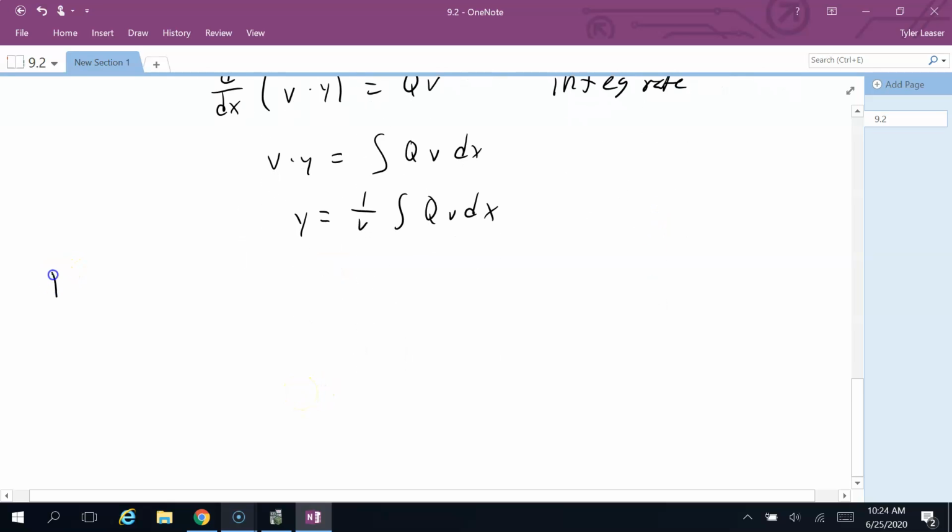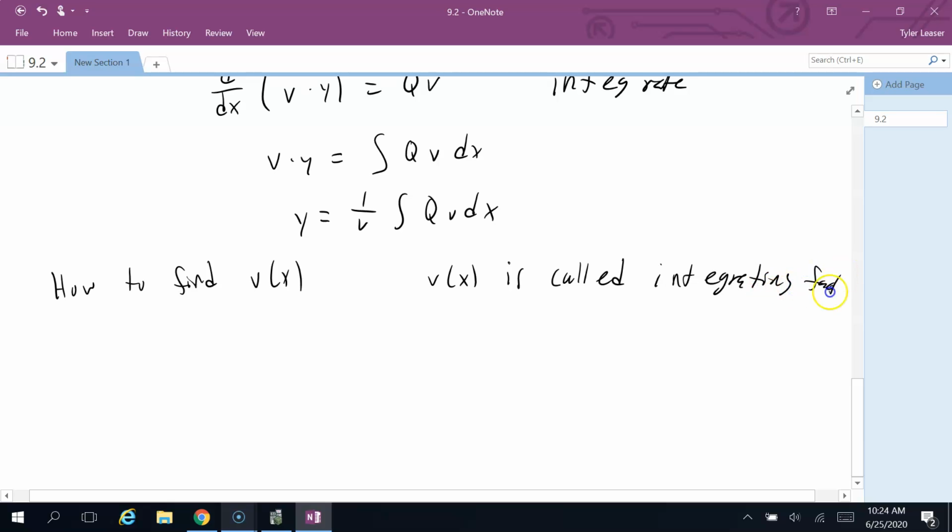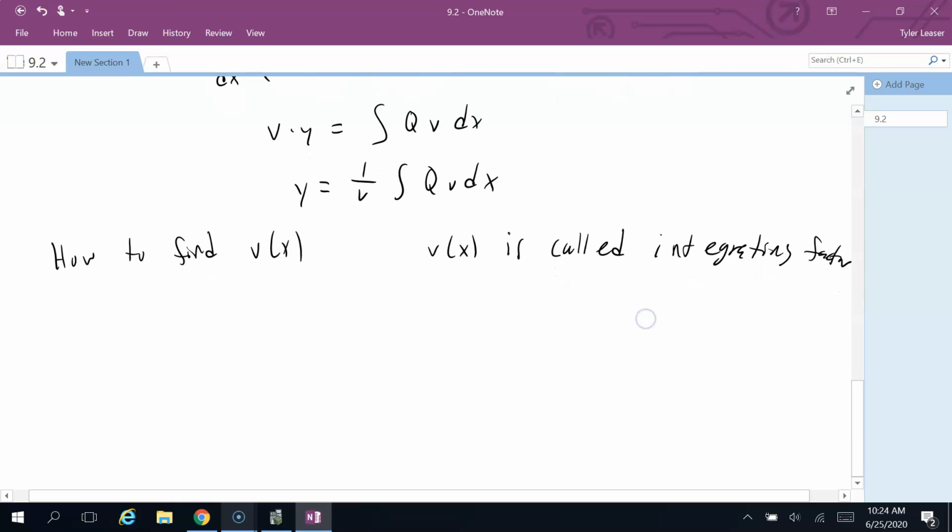So now let's talk about how to find v. First off, this v of x has a name to it. v of x is called the integrating factor. It's called the integrating factor because it's the thing that we multiply by to be able to integrate. Okay, so to find it, this is some behind the scenes stuff.